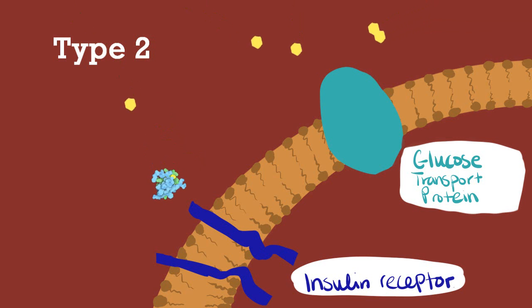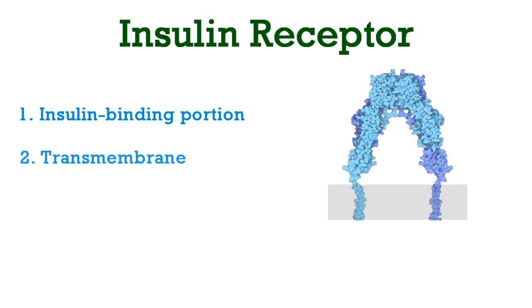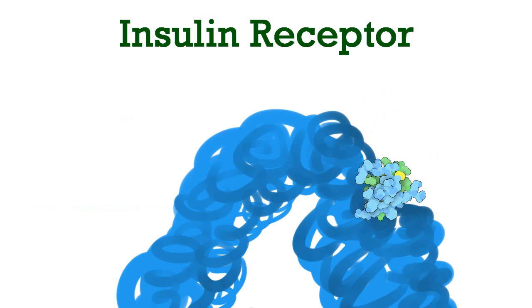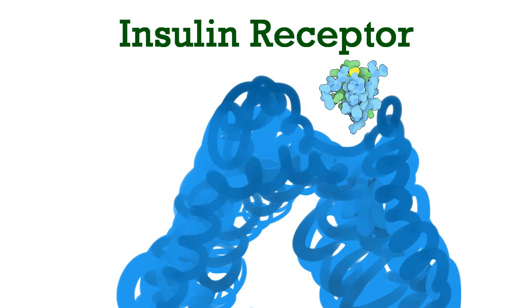Type 2 diabetes is known as insulin resistance. Somatic cells are not able to respond to insulin in the blood, therefore not being able to take up sugar from the blood. Insulin receptors consist of three segments: the insulin binding portion, the transmembrane, and the tyrosine kinase domain. Usually these domains work together. However, when the receptor is phosphorylated, there's an allosteric change, which changes the insulin binding portion of the protein.